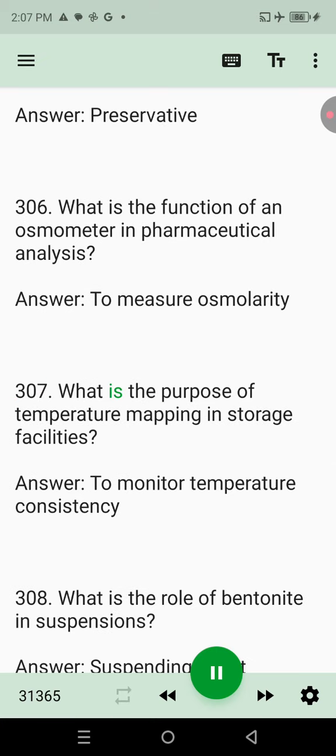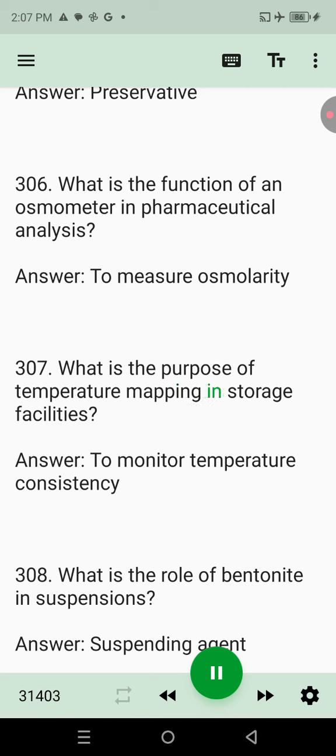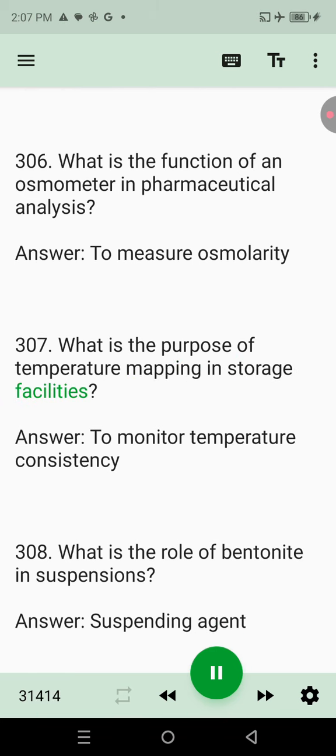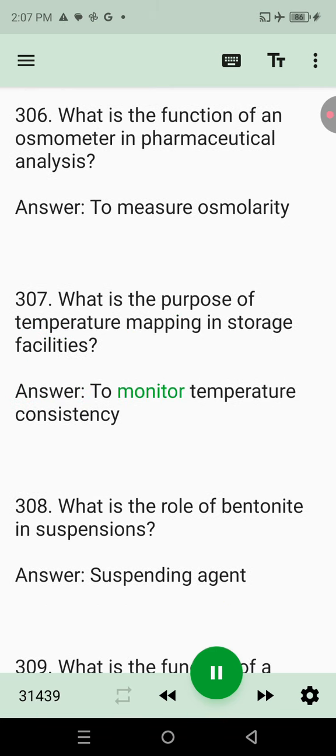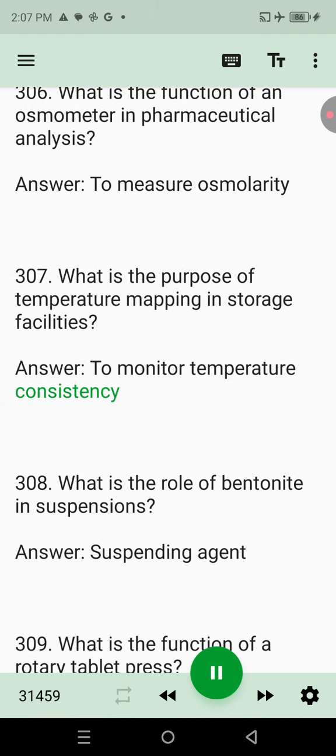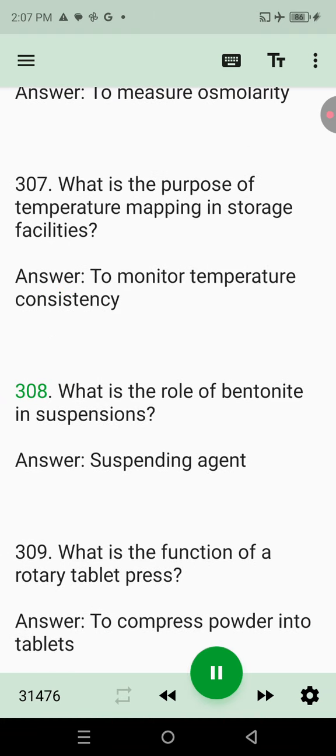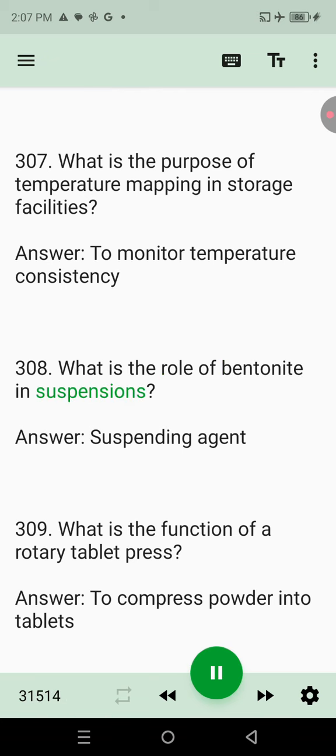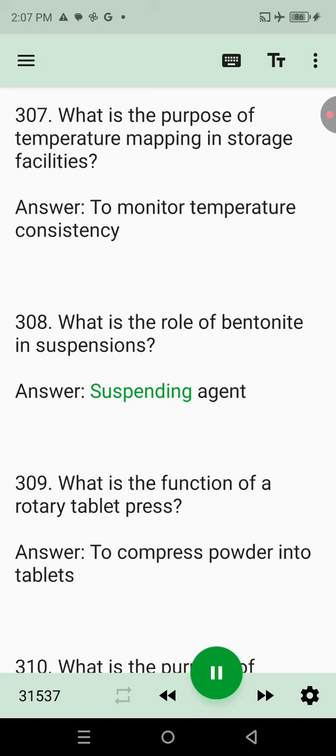307. What is the purpose of temperature mapping in storage facilities? Answer: to monitor temperature consistency. 308. What is the role of bentonite in suspensions? Answer: suspending agent.